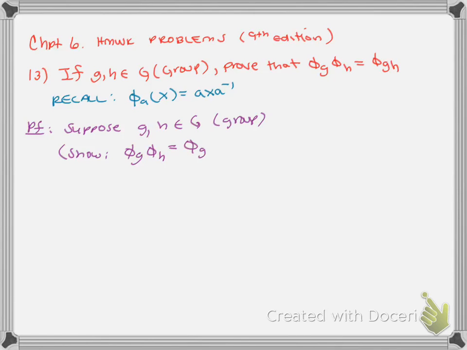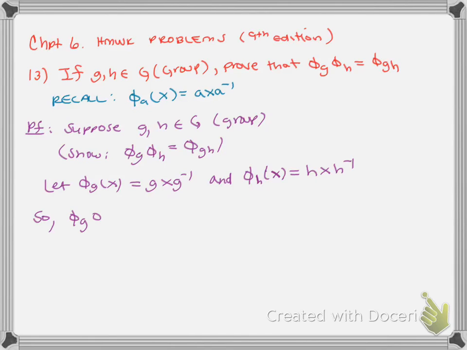equals phi_gh. Okay, well, let phi_g of x equal gxg^(-1), and phi_h of x equal hxh^(-1). Okay, so that's from the definition. We talked about that a while ago. So phi_g composed with phi_h of x, that is equal to phi_g of phi_h. Well, let me do this step first.